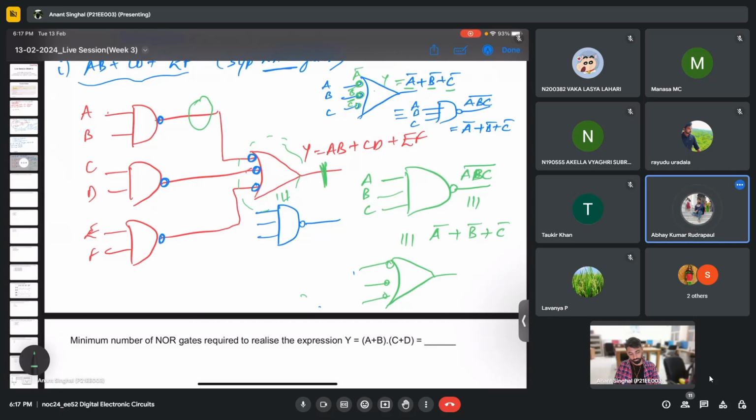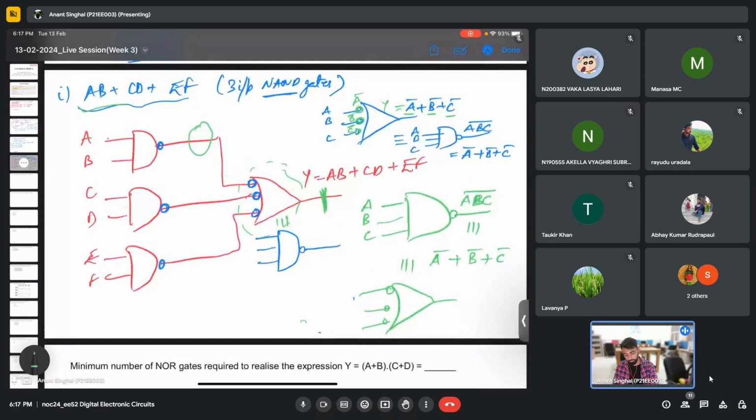It is possible. So we need to make it AB plus CD plus EF, and we need to find the minimum number of NAND gates here. So this is the criteria. Well, what's the point of adding another AND gate? I don't understand what you're trying to say.